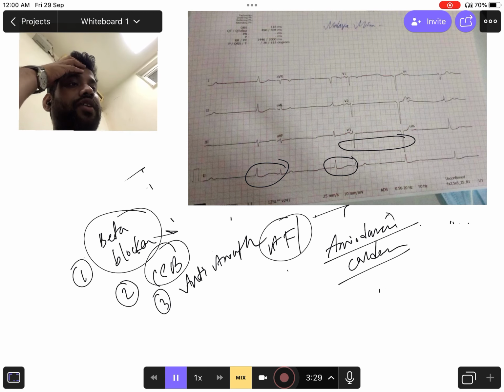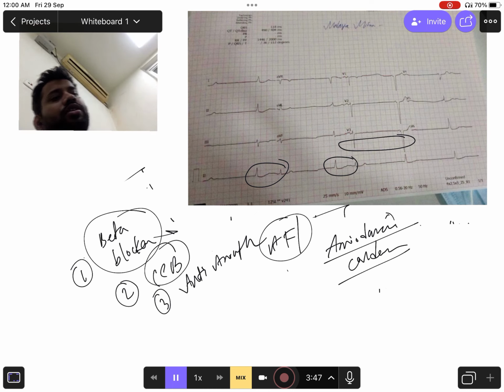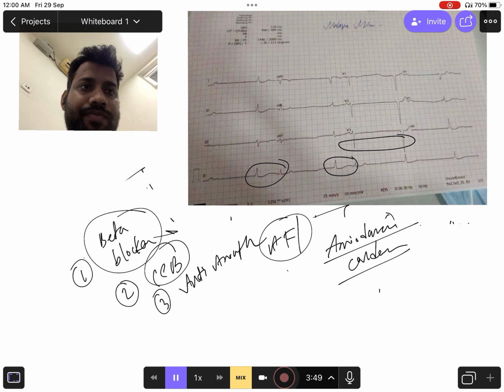So if you are giving a patient Cordarone or amiodarone for atrial fibrillation, but you don't monitor the patient, you have given the bolus dose, and after that you've given a maintenance dose in the evening time, and if the patient has not been monitored, in the morning time you might find that the patient has gone into bradycardia. So we should be very cautious while giving the maintenance infusion of amiodarone.